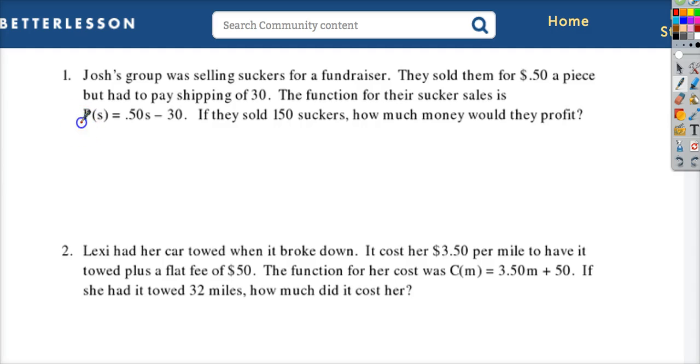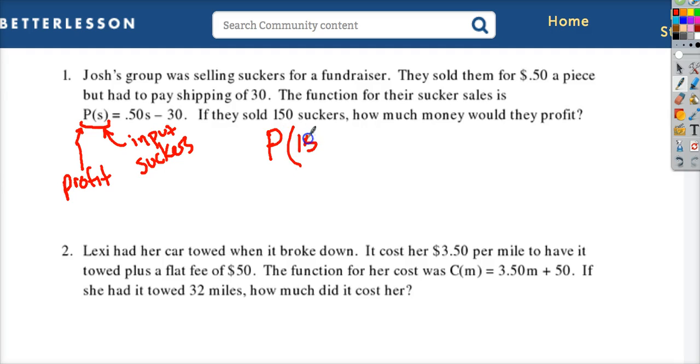So the point of calling this P of S is that this is the profit for your input, suckers, right? That's how many suckers. Input is the suckers, S. Profit function of S. So, in terms of 150 suckers, all I would say is my profit of 150 is 50 cents times how many suckers I sold, 150.